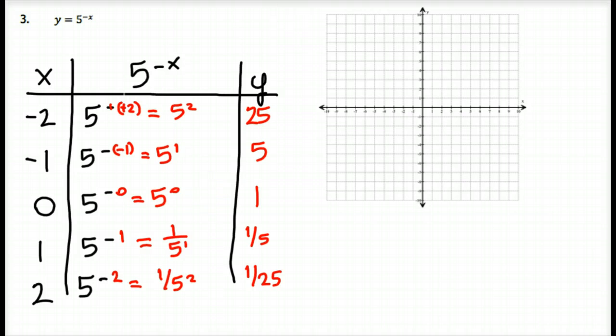Okay, so now I'm only going to plot the points that are reasonable here. So negative 2, 25 on this graph right here really isn't reasonable. I don't want to go all the way up to 25. So even though I'm including this in my t-chart, I'm not actually going to plot it on my graph.